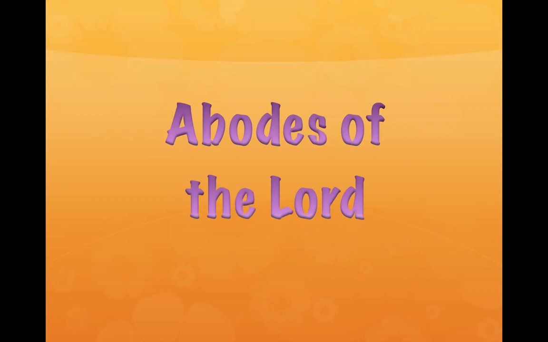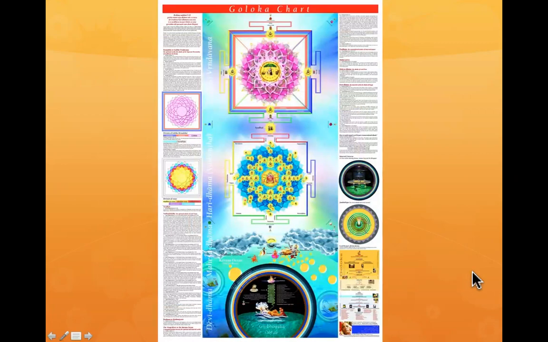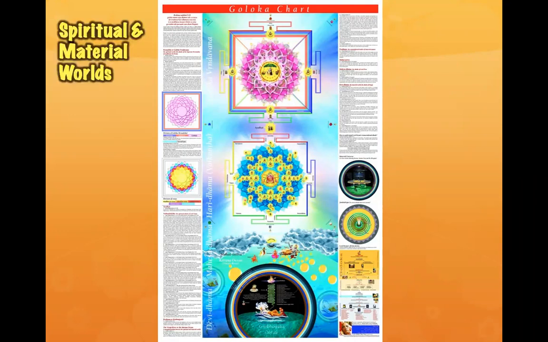So I wanted to spend maybe 2 or 3 sessions looking at the abodes of the Lord. And this is very interesting because we try to visualize, if you like, the spiritual and the material worlds. Just try to understand the vastness of everything.